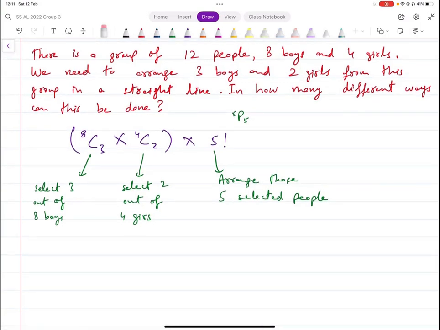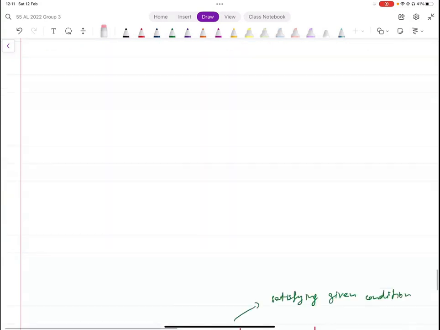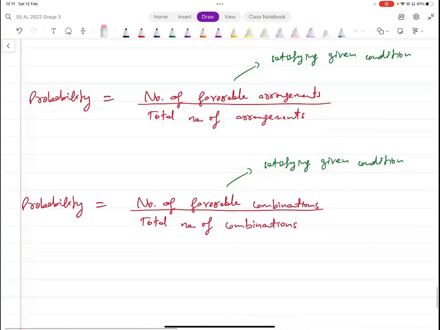It won't make a lot of sense here. Yeah, it won't make a lot of sense here. Is this clear? Any questions? No?